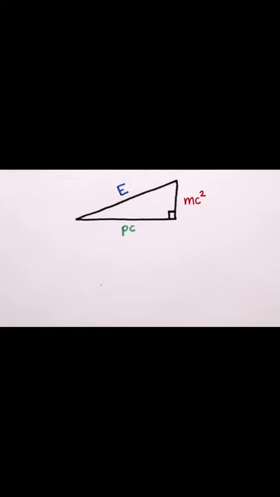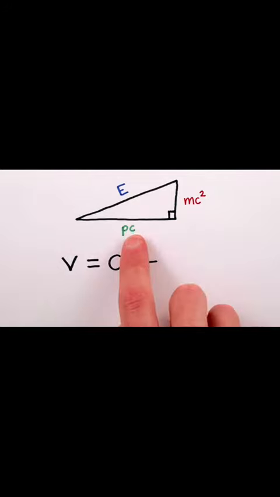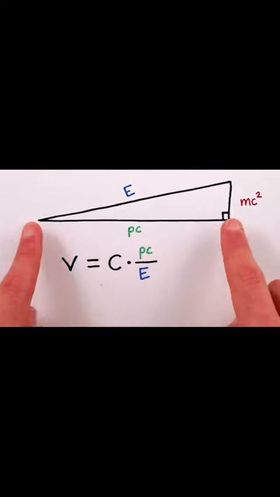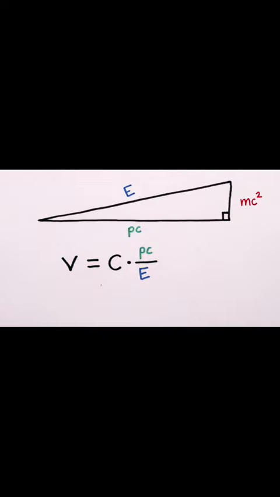Anyway, as an example, an object's velocity is equal to the speed of light times the ratio of the object's momentum to energy, or pc over E. If your momentum increases, p times c gets closer and closer to equaling your energy, so their ratio gets closer and closer to being 1, and your speed gets closer and closer to light speed.